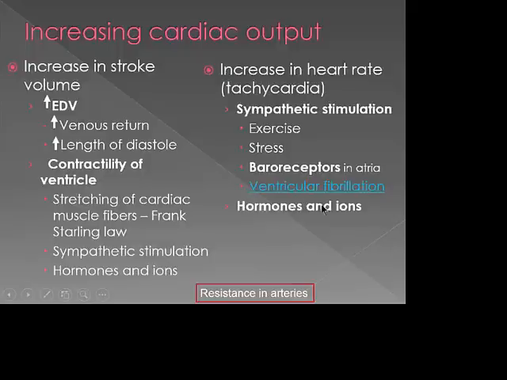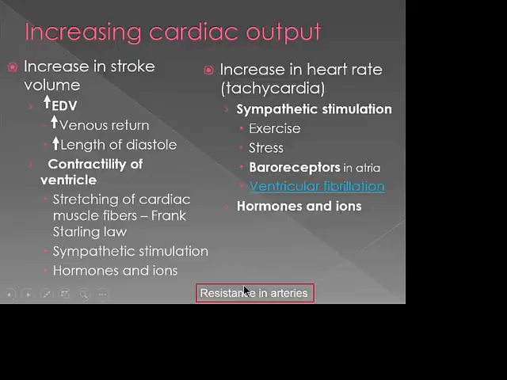Then certain hormones and ions again increase the heart rate. Epinephrine and norepinephrine are some of the things which do that. Thyroid hormone also increases the heart rate because it makes the receptors more sensitive to epinephrine and norepinephrine.